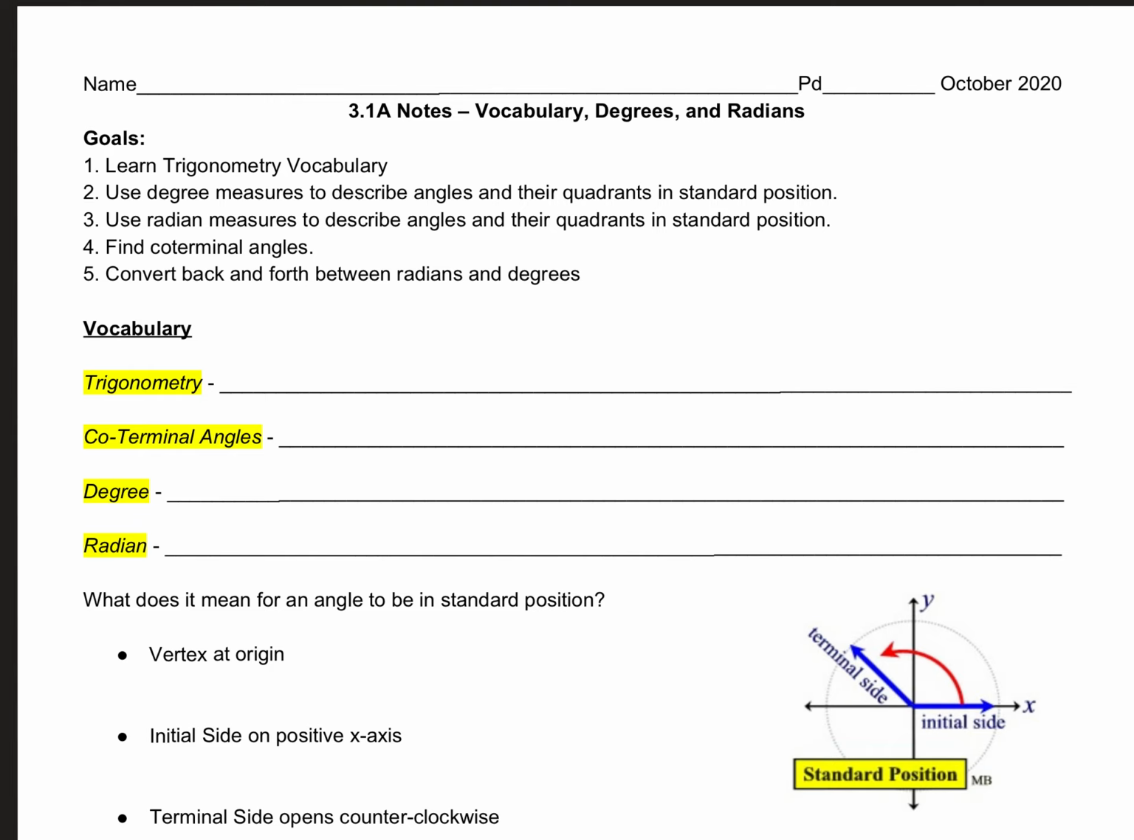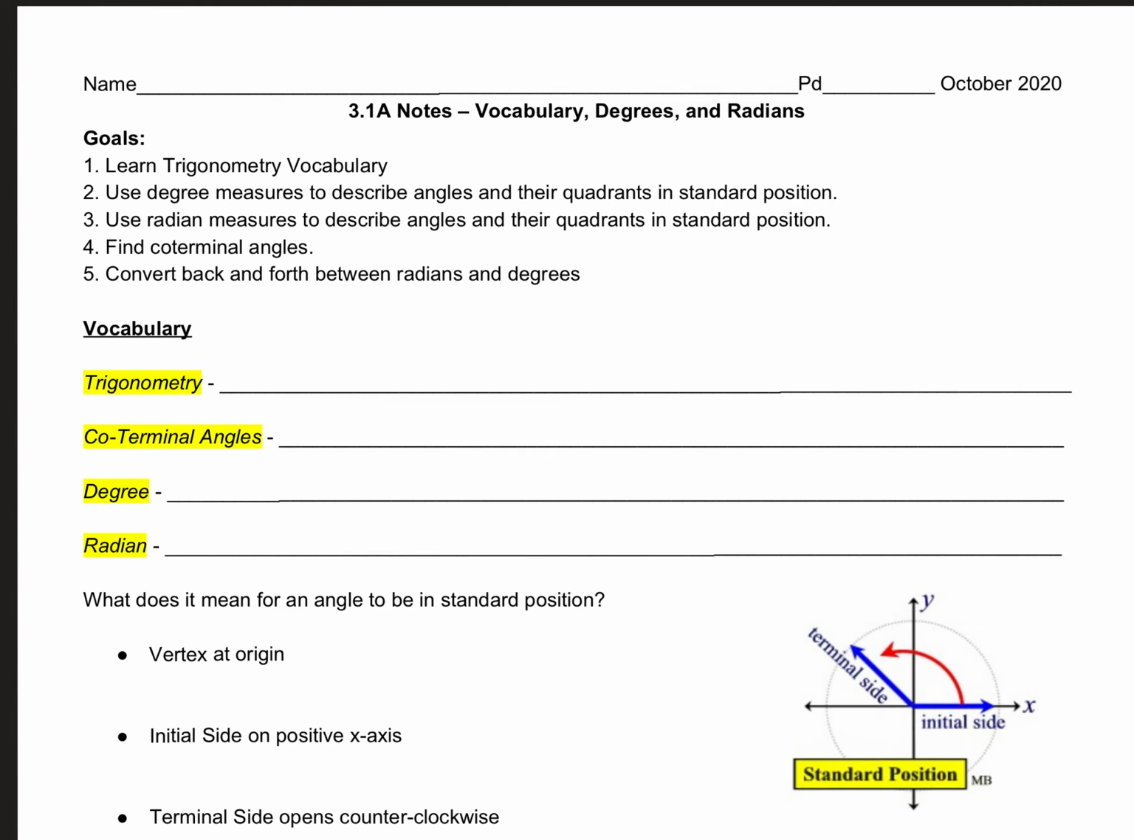So to begin, let's go over what our goals for the day are going to be. We want to be able to learn trigonometry vocabulary. We want to use degree measures to describe angles in their quadrants in standard location or standard position. We're going to use radian measures to describe angles and quadrants in their standard position, find coterminal angles, and go back and forth between radians and degrees.